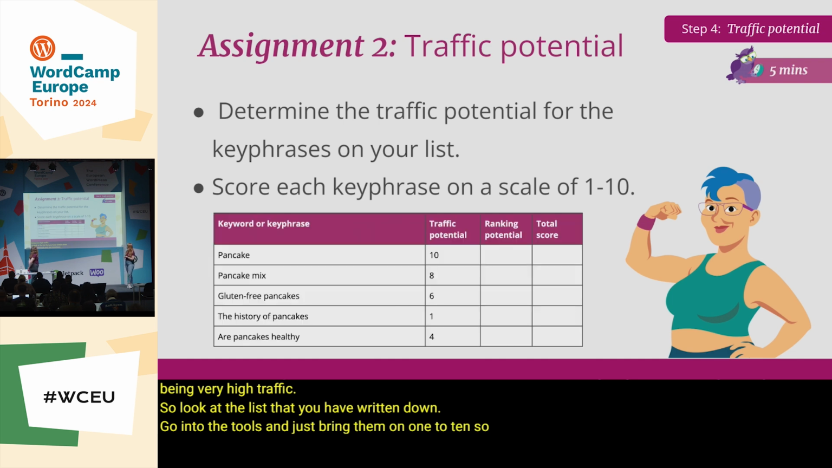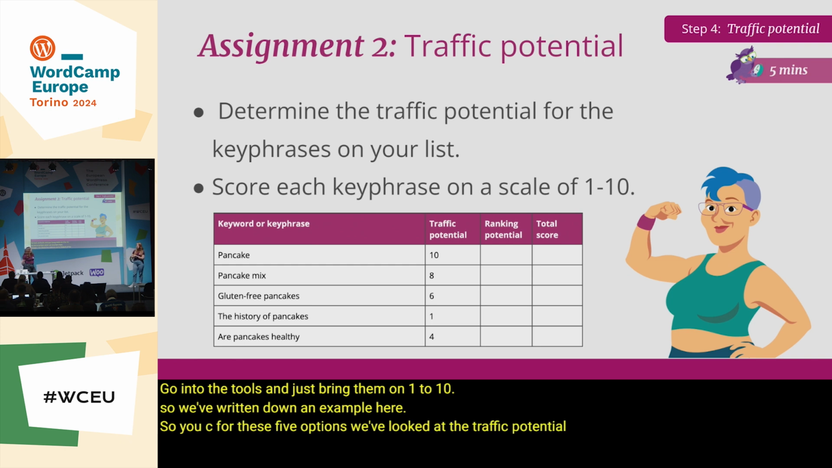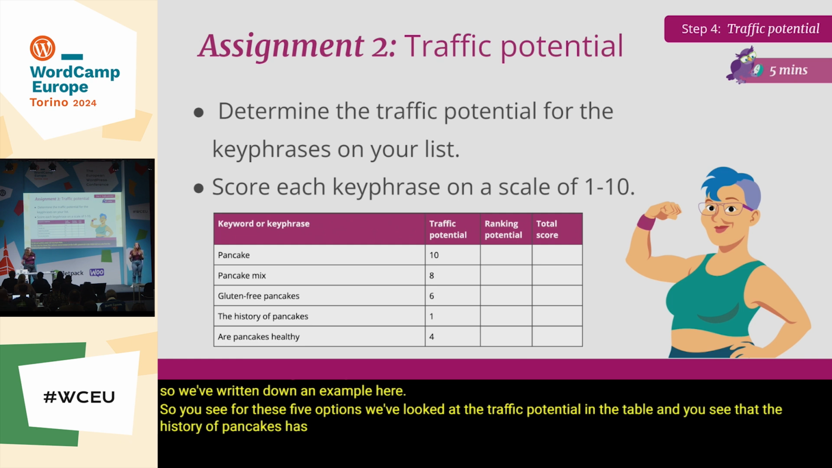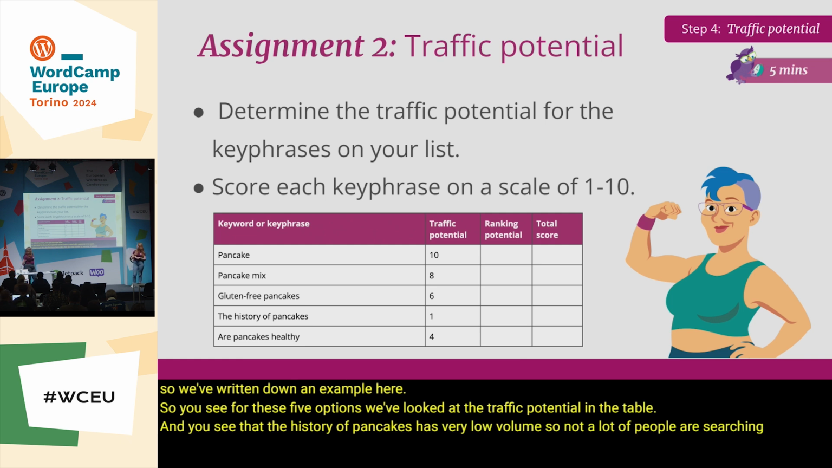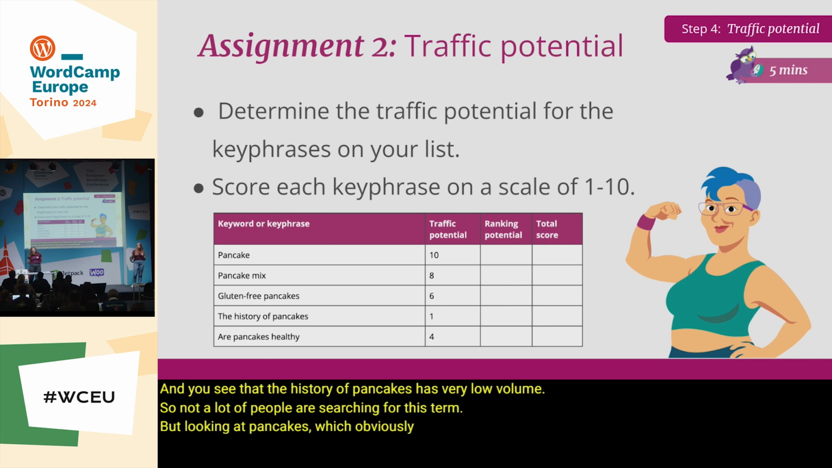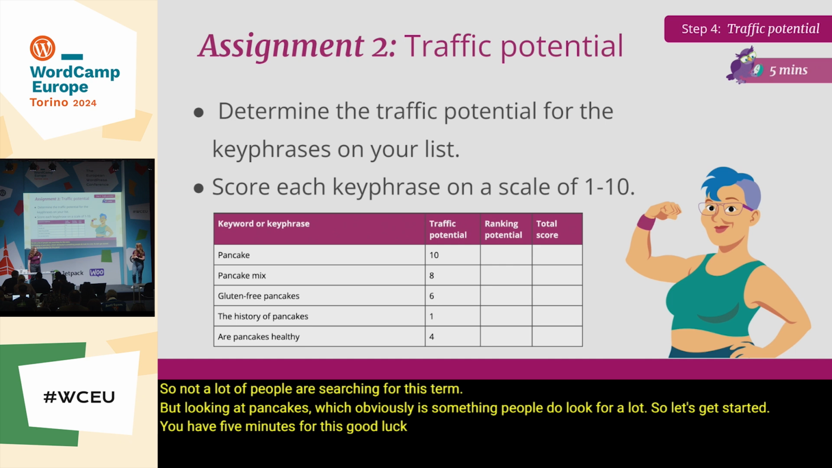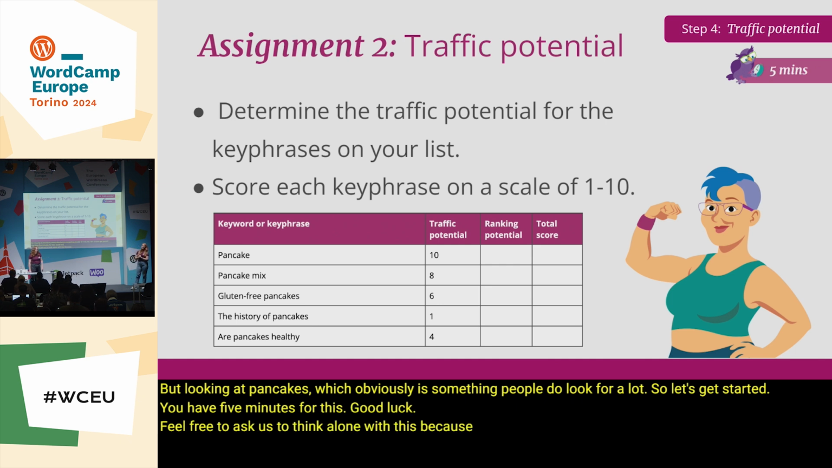So we've written down an example here. So you see for these 5 options, we've looked at the traffic potential in the table, and you see that the history of pancakes has very low volume, so not a lot of people are searching for this term, but looking at pancake, which obviously is something people do look for a lot. So let's get started. You have 5 minutes for this. Good luck. Feel free to ask us to think along with this, because it can be tricky to start with.